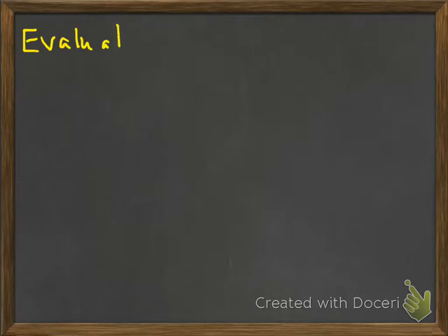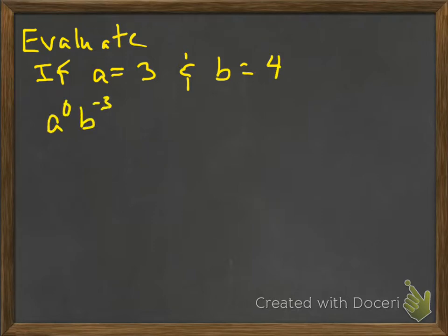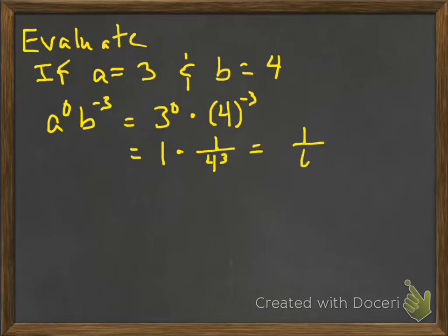What would happen if I put some numbers inside and go from there? We're going to imagine that a is equal to 3 and b is equal to 4. Okay, so a to the 0 power, b to the negative 3, which would suggest I have 3 to the 0 and 4 raised to the negative 3rd power. Well, 3 to the 0 is 1, 4 to the negative 3rd power is 1 over 4 to the 3rd, which is 1 over 64, times 1 would be 1 over 64.